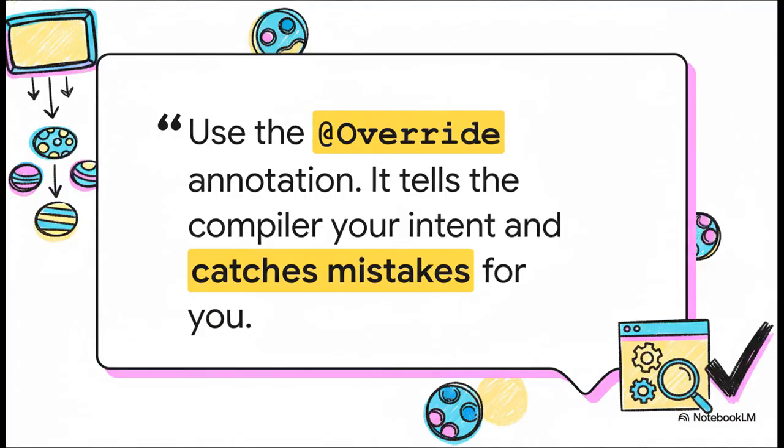Now, here's a pro tip that will absolutely save your skin one day. Please, please, please use the @override annotation. Think of it as a little message to the compiler saying, hey, my intention here is to override a method from my parent class. If you accidentally make a typo in the method name or mess up the parameters, the compiler will instantly give you an error. Without it, you might just be creating a brand new method by mistake, leading to some really nasty, hard-to-find bugs.